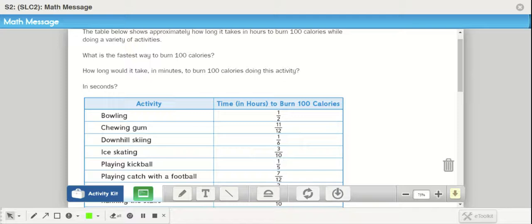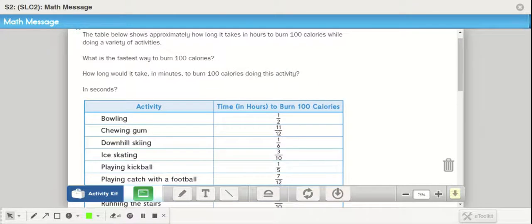So first thing I'm going to do is read you the math message, and it says the table below shows approximately how long it takes in hours to burn 100 calories while doing a variety of activities. This is kind of a fun thing. This is accurate. So if this is something you want to use for PE, just interesting to read some of these things and how long it takes to burn that 100 calories. Some things are definitely going to take you a lot longer than others, okay?